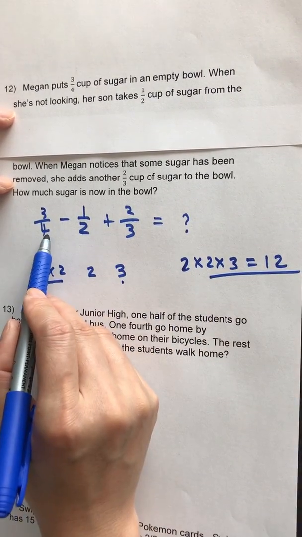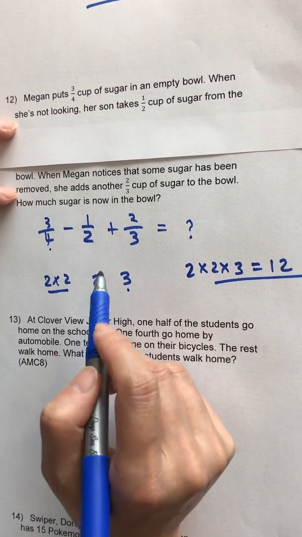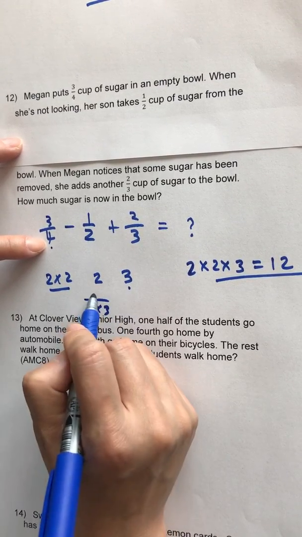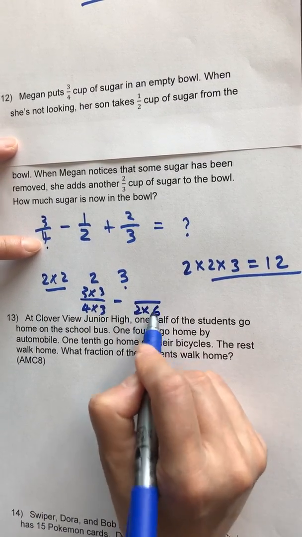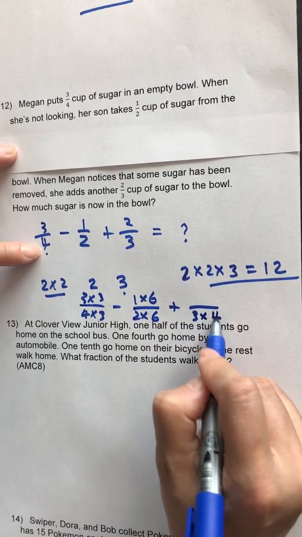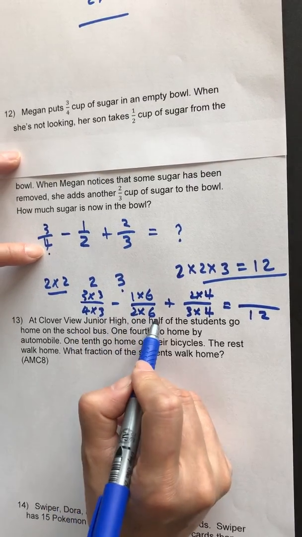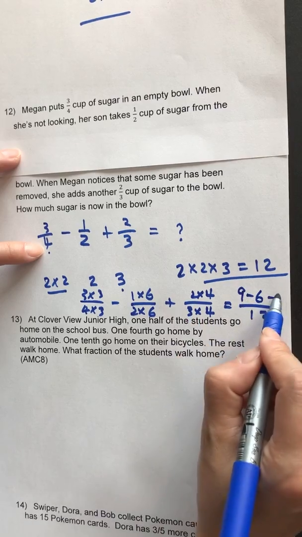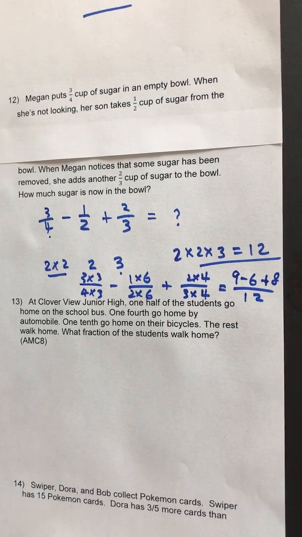So we have to change all the denominators into 12 to carry out this operation. So 4, multiply 3 to the top and the bottom, and for 2 you need to multiply 6 to the top and the bottom. For 3 you multiply 4 to the top and bottom. Now you have everything with the denominator as 12. So the tops are 9, 6, and 8. And students can finish this.